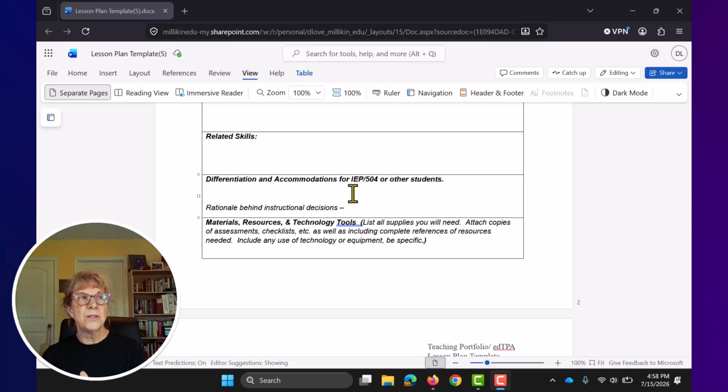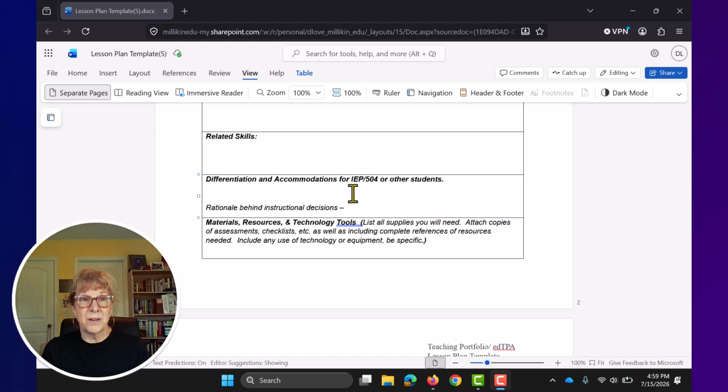Same with students, English language learners. They might have specific accommodations. So it says for IEP 504, students with those, but also other students. So also be thinking in this section about students that might work ahead, right? They might work at a faster pace than the other students.